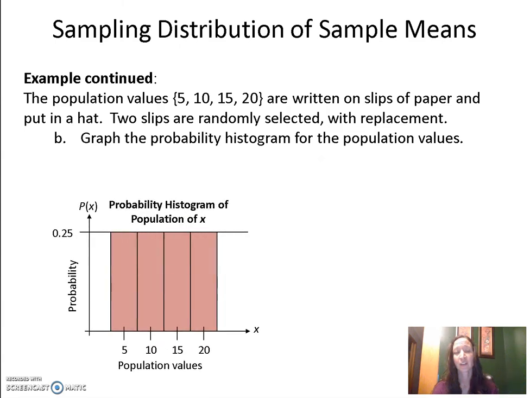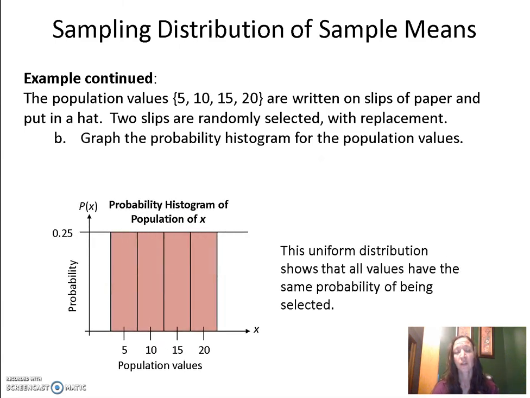And here we have a histogram of the possible selections of each draw. Each draw is equally likely and has a probability of 1/4. So therefore, all of the heights of this distribution are the same, 0.25.